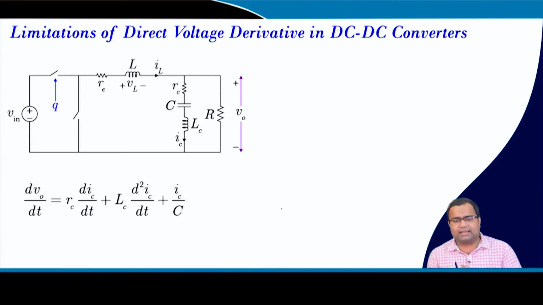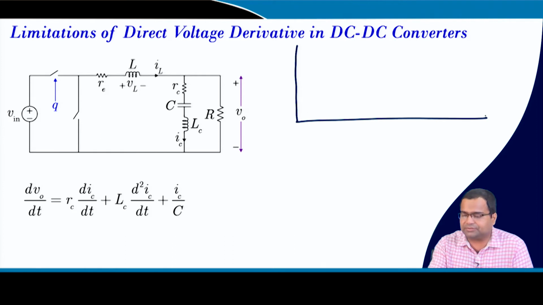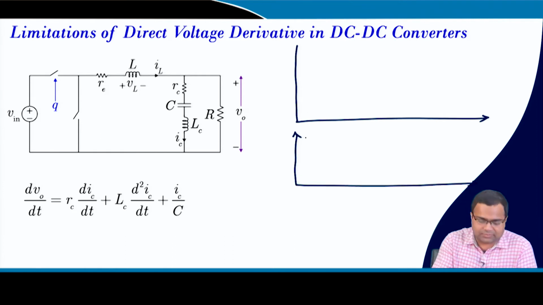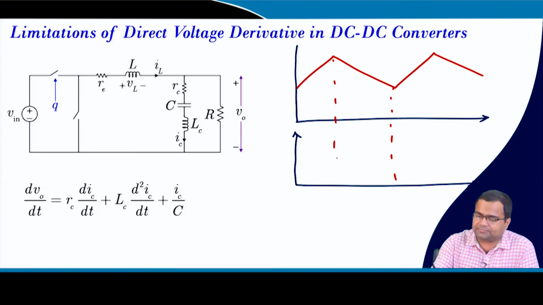But if you take a PID controller in a DC-DC converter, the derivative part of the PID controller creates trouble. Suppose you take a buck converter and draw its waveforms. We are drawing the voltage and the current waveform. Suppose we are drawing the inductor current waveform like this, and if we extend this.